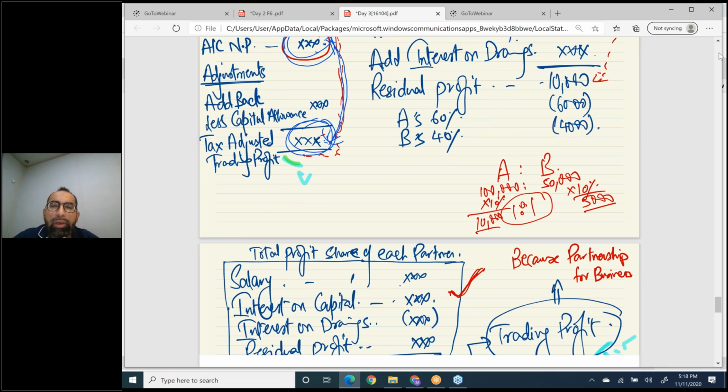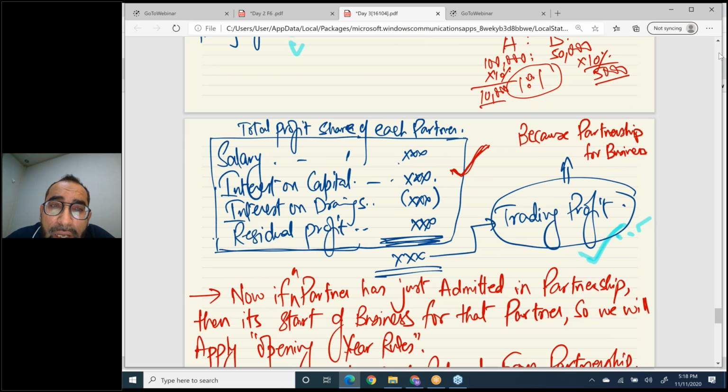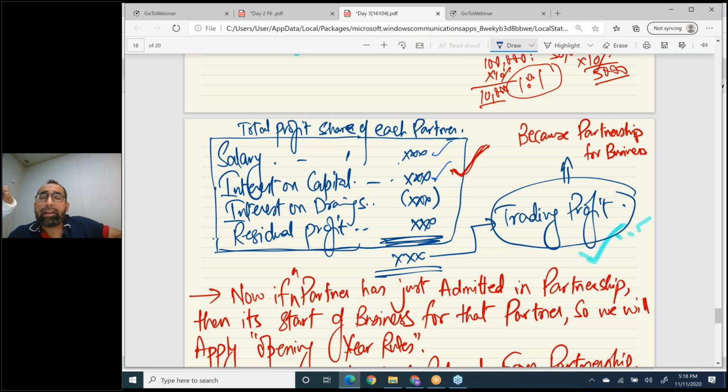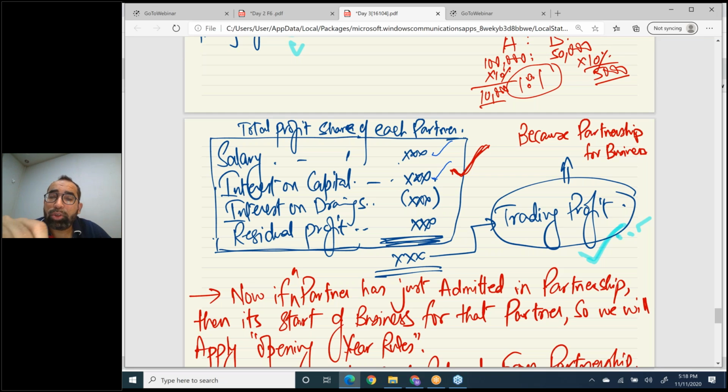Now once you have done with appropriation, read the lines: total profit share of each partner. Now you have to calculate the total profit share of each partner. What is the partner getting from the firm? A partner may get salary, add this. Partner may get interest on capital, add this. Partner may sometimes give back interest on drawings to the firm, so deduct it. And partner may get residual profit, add this. You have to make this packet for each and every partner, for A, B, and C separately, if there are three partners.